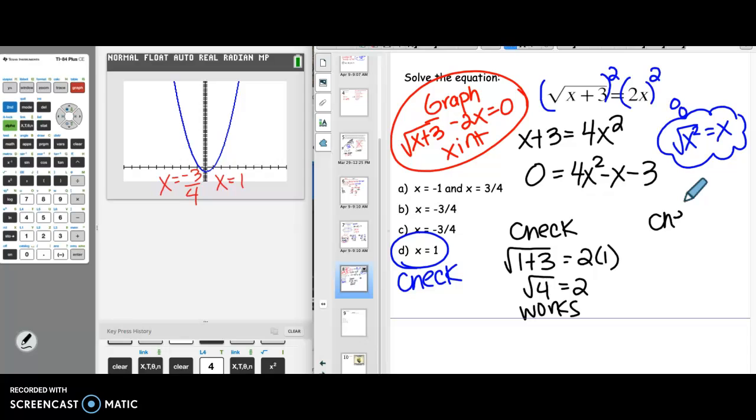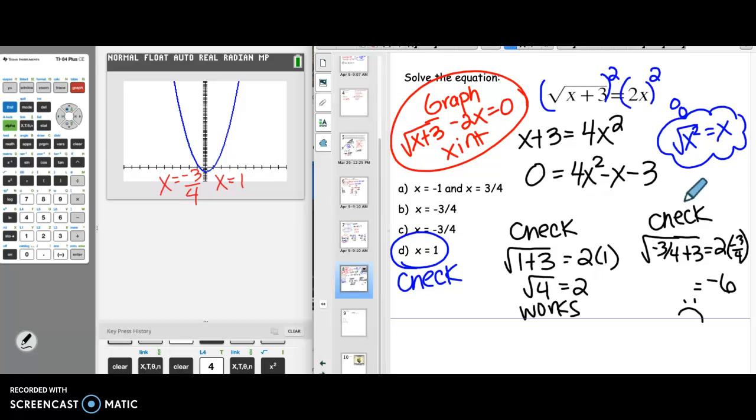If you check the negative 3/4 in here, square root of negative 3/4 plus 3 equals 2 times negative 3/4. A square root of something will never equal a negative value, because it's imaginary, right? Like, negative underneath the square root is imaginary, but the square root of something will never be a negative number. So that means that it doesn't work. And that's why only the 1 is the solution.